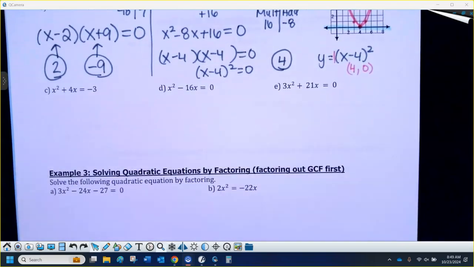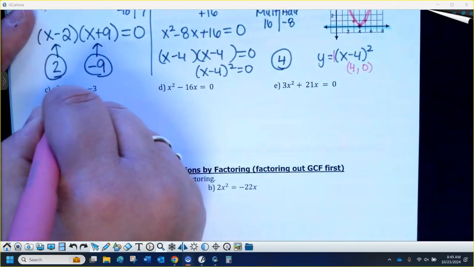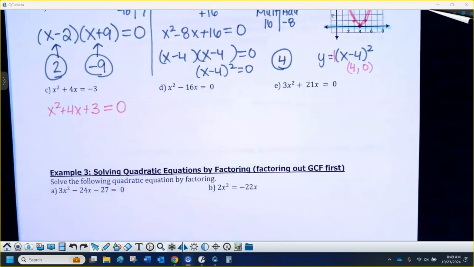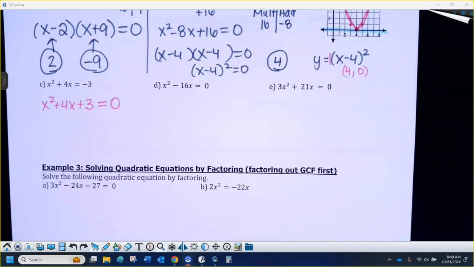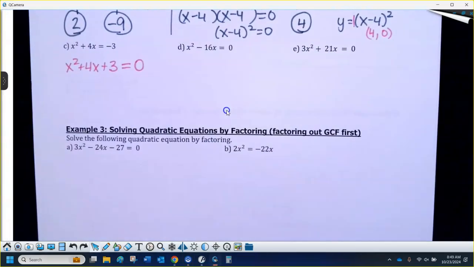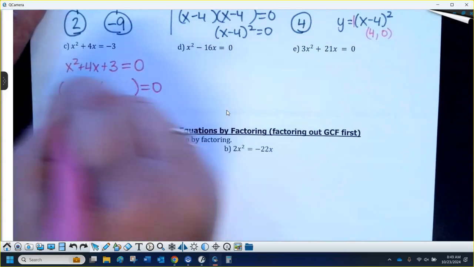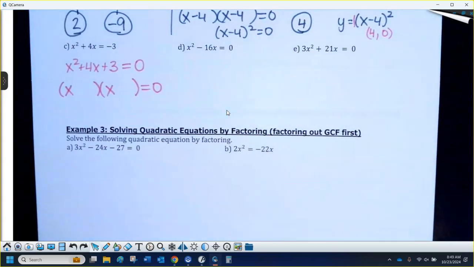Okay, let's try a couple more of these. All right, so I have x squared plus 4x. I'm going to add 3 to the left side of that equation to set that equal to 0. And then if we can think of our factors, we can use the zero product property to answer this real quick. So I'm going to start each of my factors, x and x.